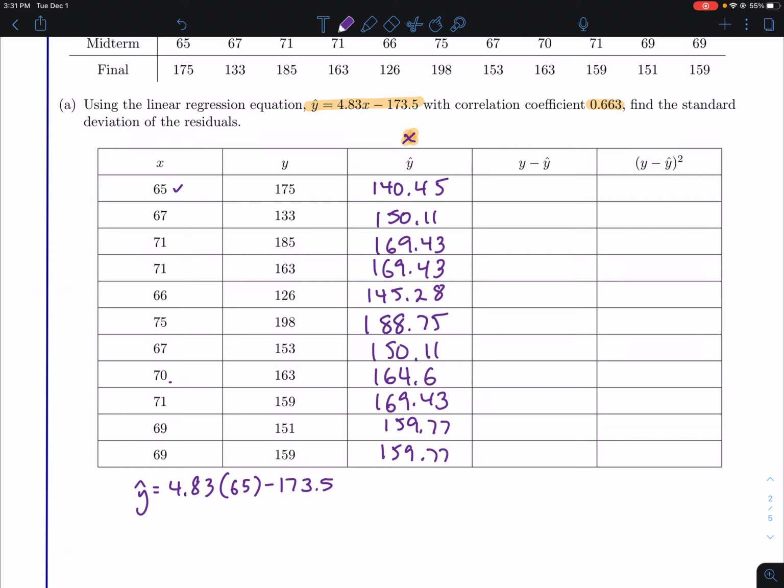All right, so the first thing you have to do is fill out that whole table first. Now what we want to do is go through and subtract all these y minus y hats as the next step. So 175 minus 140.45, 133 minus 150.11, and stuff like that.